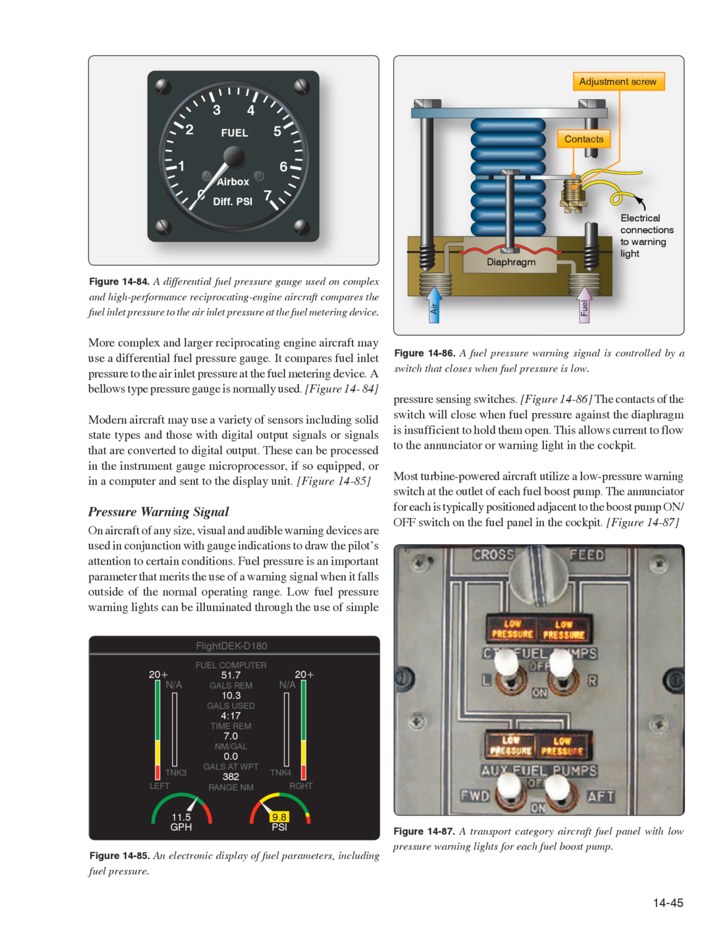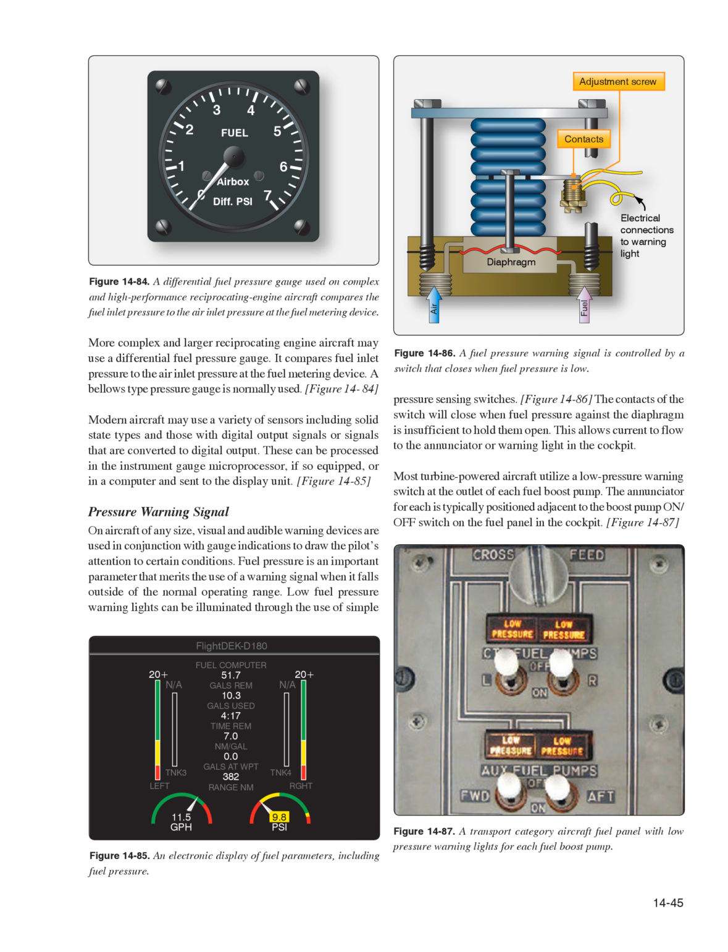These can be processed in the instrument gauge microprocessor, if so equipped, or in a computer and sent to the display unit. Figure 1485, pressure warning signal. On aircraft of any size, visual and audible warning devices are used in conjunction with gauge indications to draw the pilot's attention to certain conditions. Fuel pressure is an important parameter that merits the use of a warning signal when it falls outside of the normal operating range. Low fuel pressure warning lights can be illuminated through the use of simple pressure sensing switches.